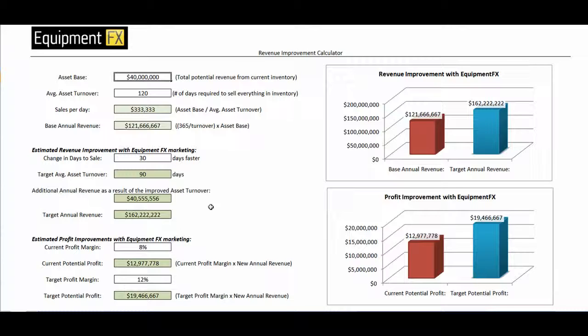Again, please access this in the sidebar and play with your own variables, and you'll quickly see how a targeted remarketing effort and better database management processes will significantly enhance your margins.